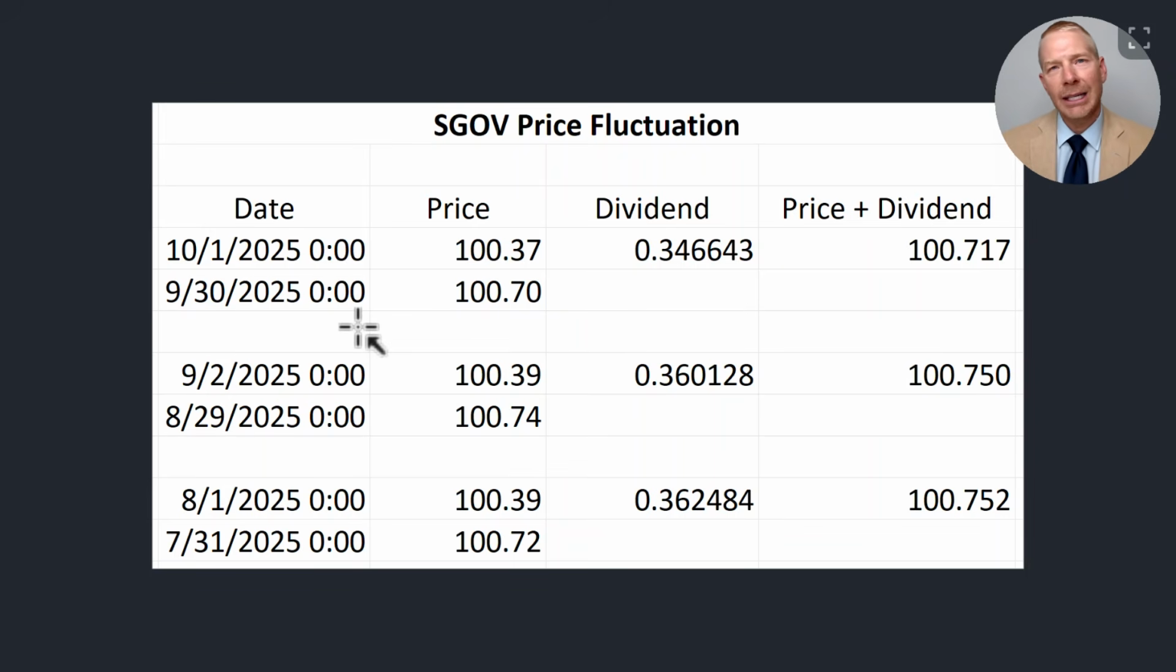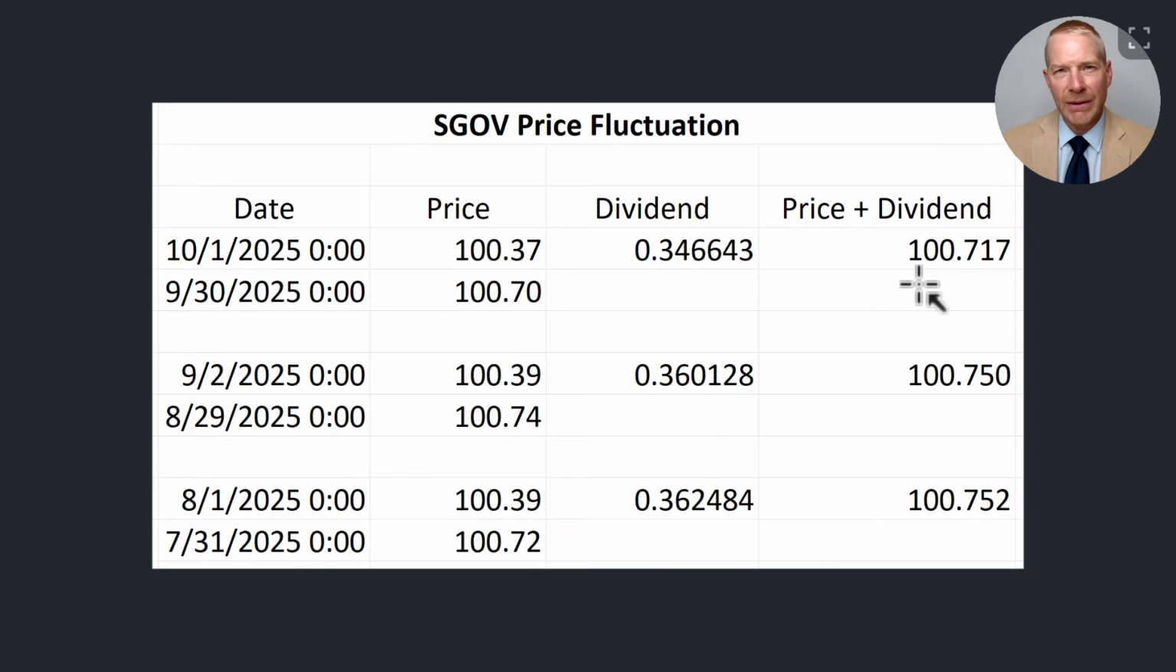Then again, at the end of September, 100.7 for the price. The following day, it was adjusted to 100.37, but a 34-cent dividend is being paid. You went from 100.7 to 100.717, a slight increase. Now keep in mind, the dividend is not paid for another couple days.